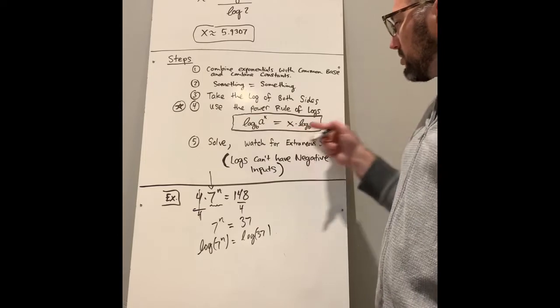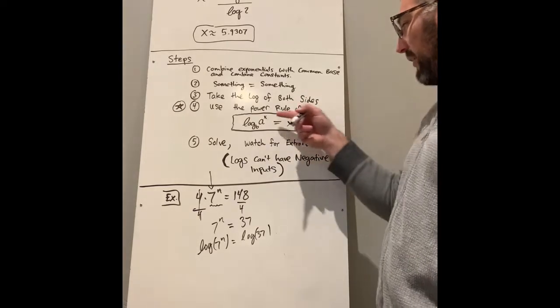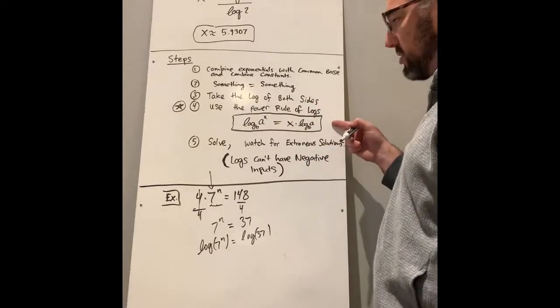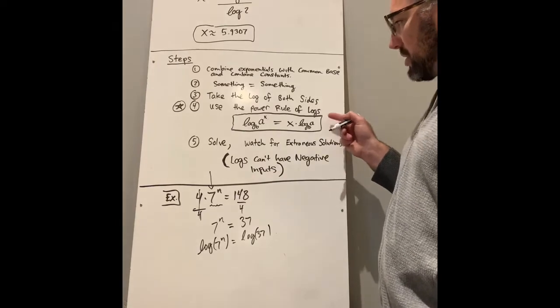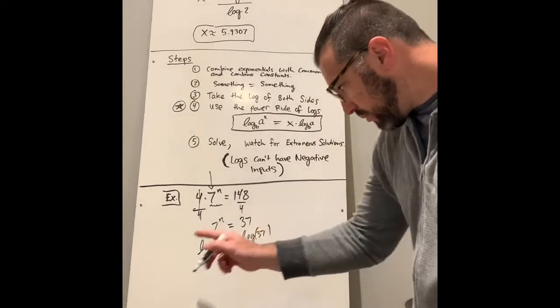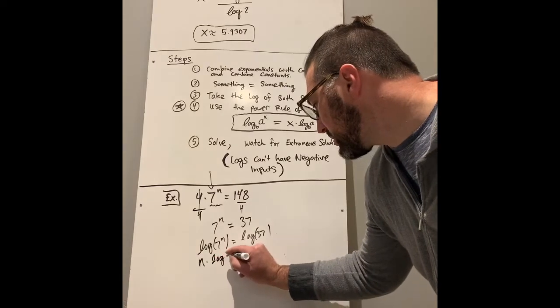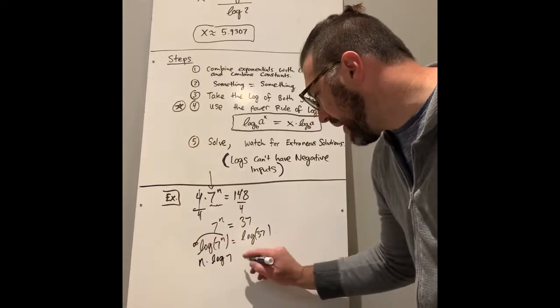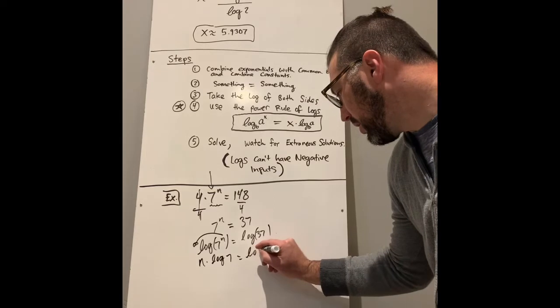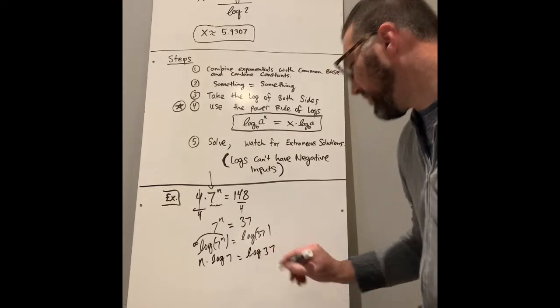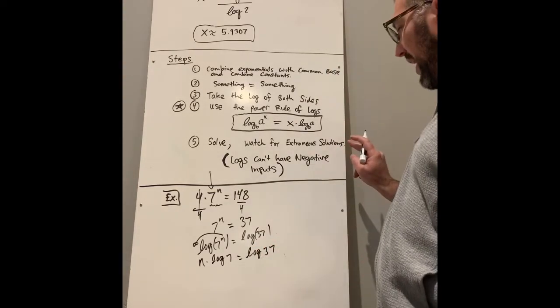And so we need to use this property because this is what's going to get our variable out of the log for us to solve. And so here's step 4. I'm just going to change this and do n times log 7. There you go. I'm just bringing that n out front. Equals log of 37.